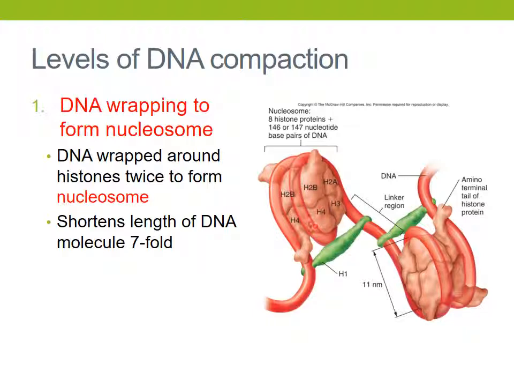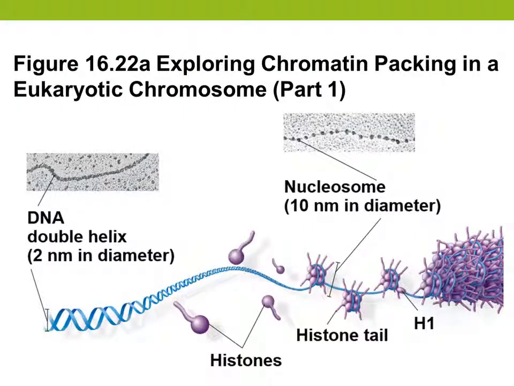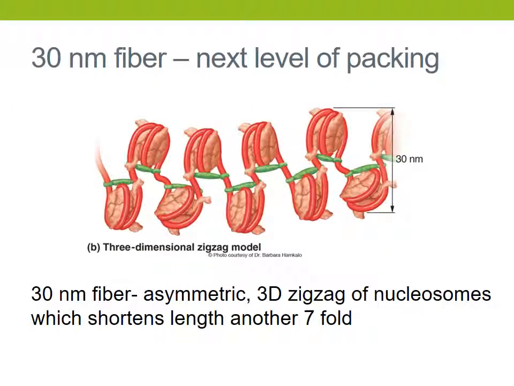Here you have several histones and the DNA wrapped around them, and then there's a little linker region, and then there are more histones with DNA wrapped around them. Each one of these is called a nucleosome, and it shortens the length of DNA by 7-fold. So it starts compacting the DNA, like beads on a string. The next level of packing is this 30 nanometer fiber, which they call a solenoid or a zigzag. Each nucleosome bends around, and you form this compact 30 nanometer structure. So instead of just a nucleosome, you have nucleosomes getting really close together into a 30 nanometer fiber, which shortens the DNA another 7-fold.